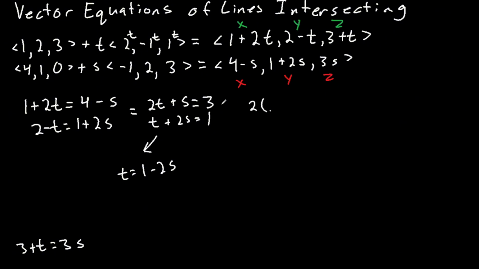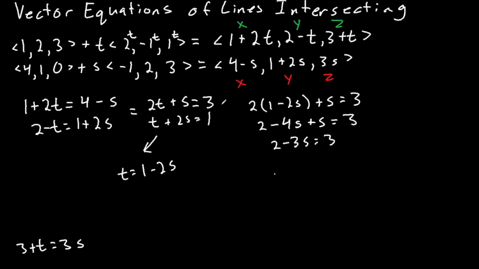So what do we get when we do that? We get 2 times (1 minus s) plus s is equal to 3. Now we can just solve for s here. So distribute the 2 along each value inside of these parentheses, plus s. This is what we get, equal to 3. And we just simplify the rest of this, and we get 2 minus 3s is equal to 3. Let's keep going. Equal to 1, and s is equal to negative 1/3.